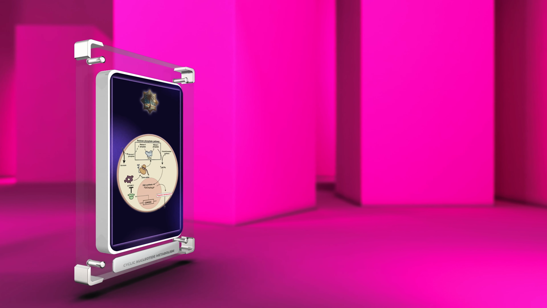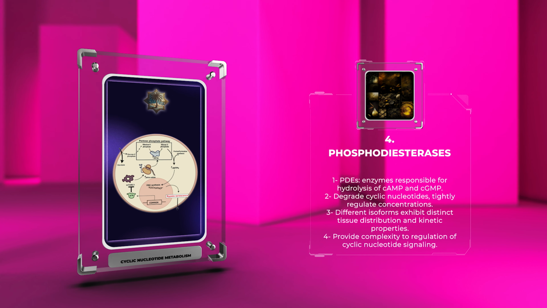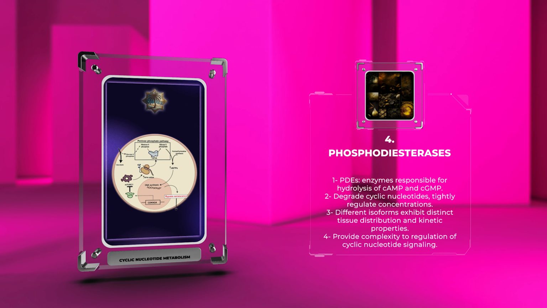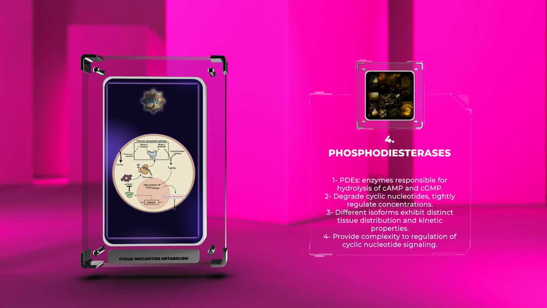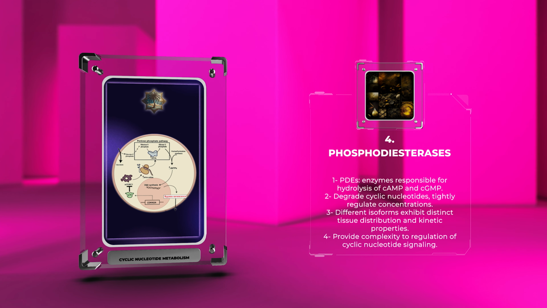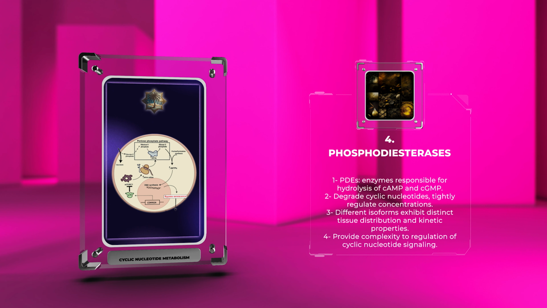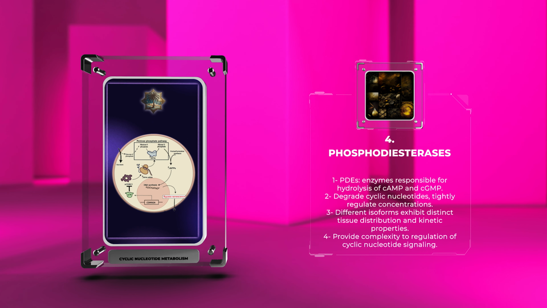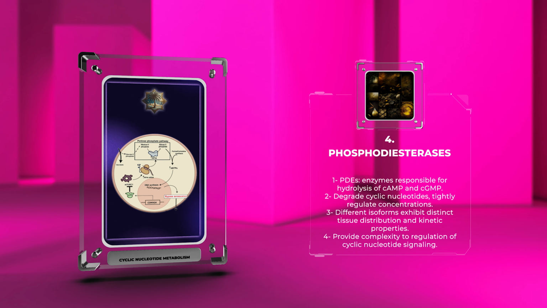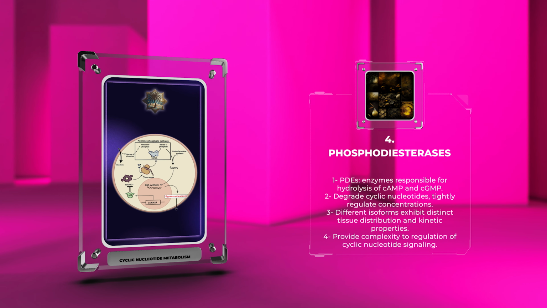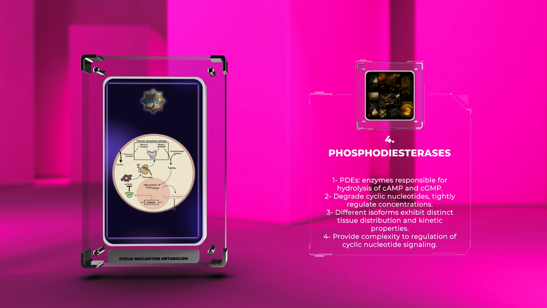Continuing our discussion, let's delve into the role of phosphodiesterases, PDEs, in cyclic nucleotide metabolism. PDEs are a diverse family of enzymes responsible for the hydrolysis of cAMP and cGMP to their respective 5'-monophosphate forms. By degrading cyclic nucleotides, PDEs tightly regulate their concentrations, thus controlling cellular signaling pathways. Additionally, different isoforms of PDEs exhibit distinct tissue distribution and kinetic properties, providing further complexity to the regulation of cyclic nucleotide signaling.